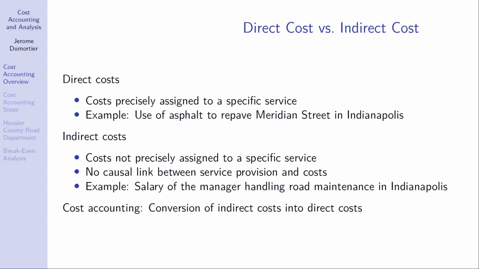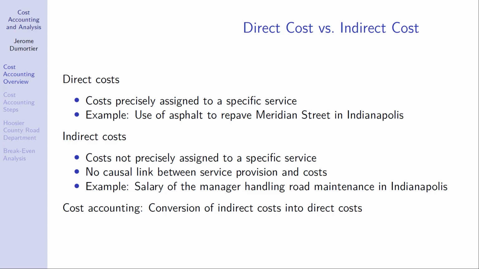You also have indirect cost, and here the indirect cost cannot be specifically linked to, for example, paving Meridian Street in Indianapolis. So for example, think about the salary of the manager handling road maintenance in Indianapolis or in Marion County. Then you have to somehow find a way to allocate that salary to various mission centers. And one mission center or one part may be, for example, the repavement of roads.